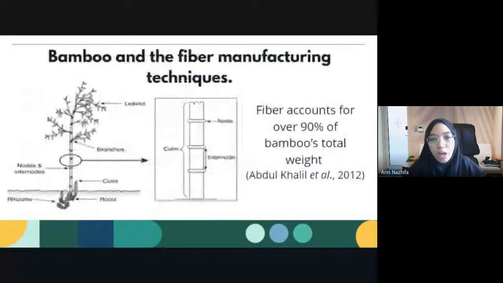Bamboo fibers are easy to cultivate and grow abundantly in nature. It has a culm resembling an empty cylinder with a diaphragm that displays a ring-like configuration, and this ring splits the core of each culm. The gap within two rings where the branches develop is referred to as the internode, and bamboo fiber accounts for over 90% of bamboo's total weight.